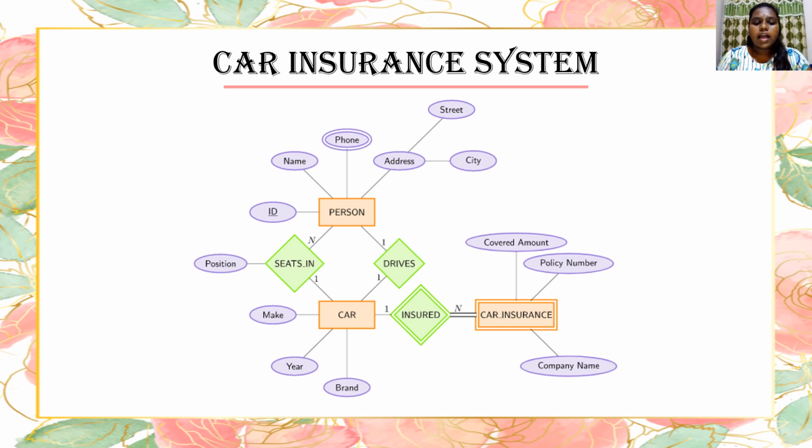A car has three attributes, mainly make, year and brand. Car insurance has three attributes: covered amount, policy number and company name.